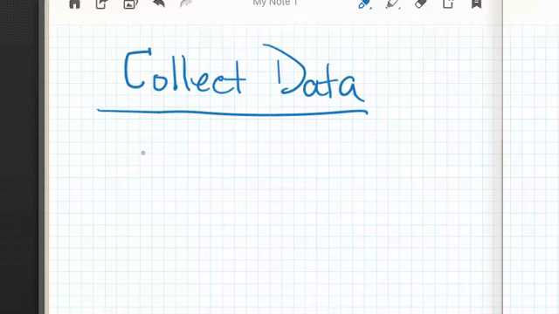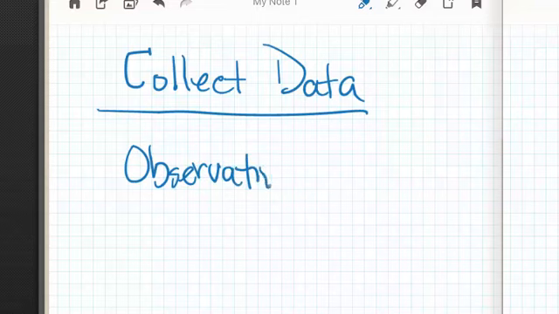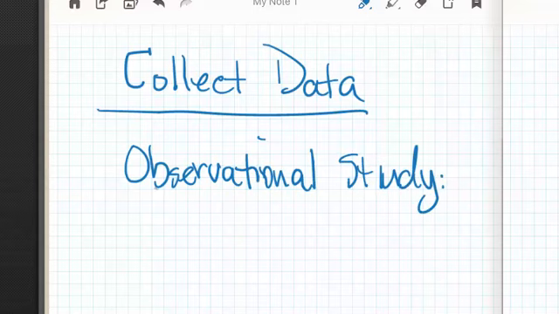All right. First and foremost, there are two types of tools that statisticians use and that scientists use when they want to try and prove something with statistics. All right? First and foremost, there's something called an observational study. An observational study is simply just an observation of past data. So we're looking at past data.